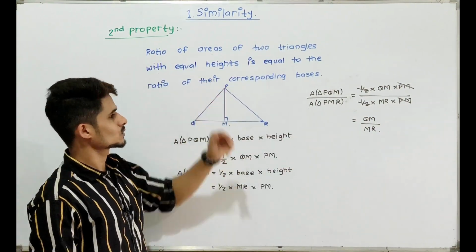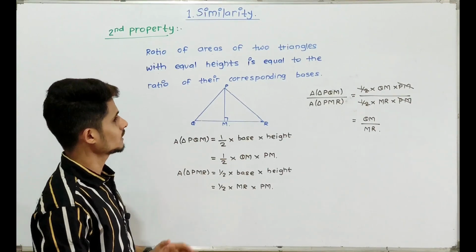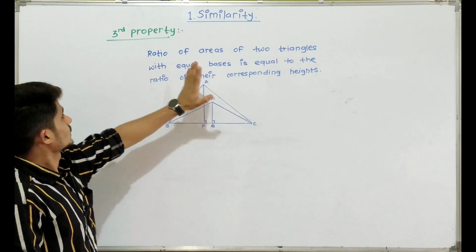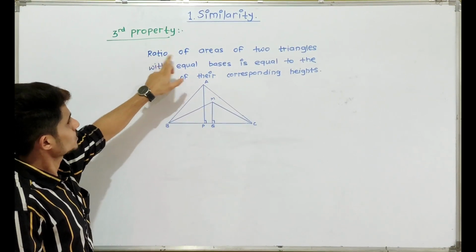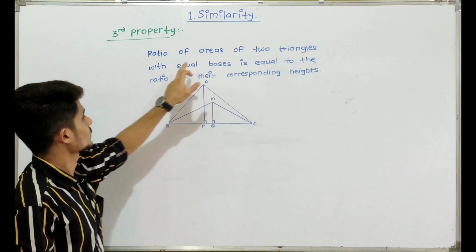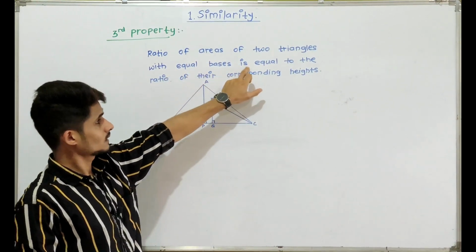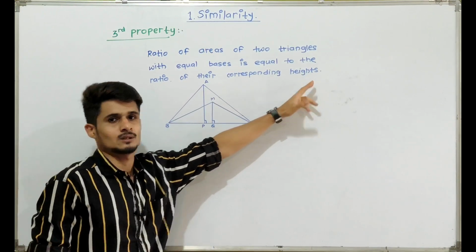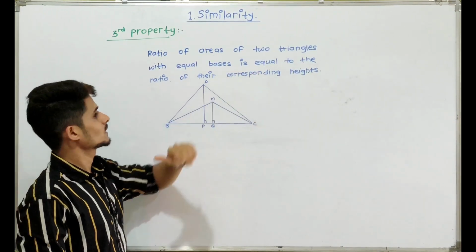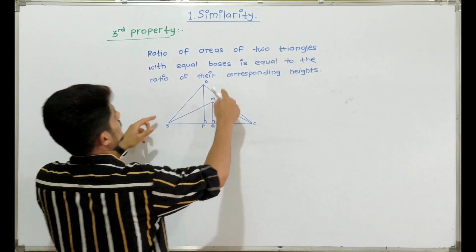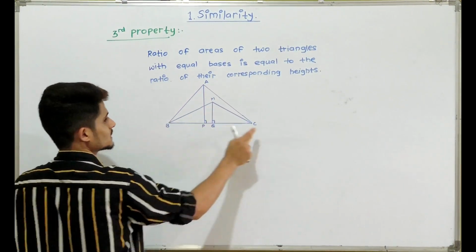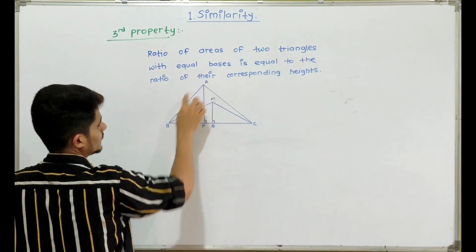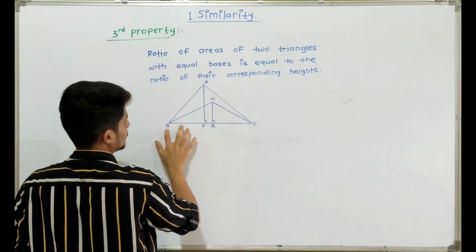Similarly, we'll solve our last property, that is the third one, and after that we'll solve an exercise. So let's see the third property: the ratio of areas of two triangles with equal bases is equal to the ratio of their corresponding heights. We'll solve an example which will be easy to understand. We have taken triangle ABC and triangle MBC.